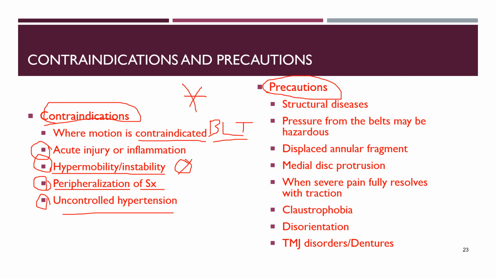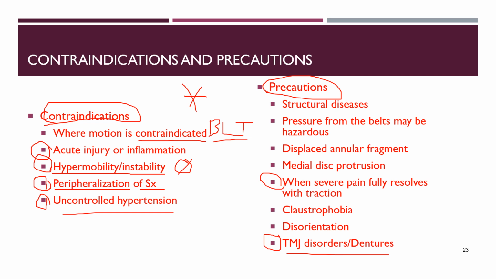Okay. Some of the other precautions that I really want you to know would be this one here and this one on the bottom. I've seen this precaution mentioned on a lot of the NPTE practice test quizzes, and it says what is a precaution for cervical spinal traction, and TMJ disorders or dentures is one of the more common ones that I've seen. But you really need to know this one that I circled above.